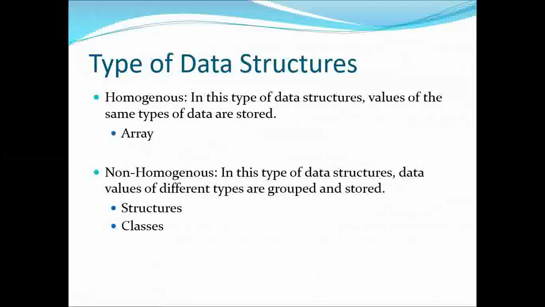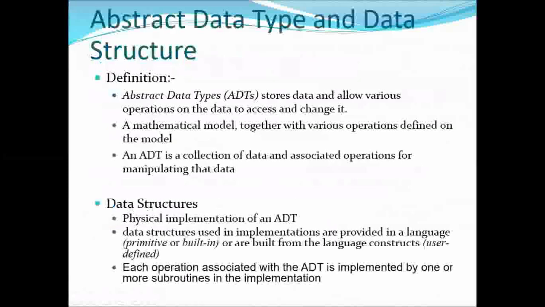Then of course the non-homogeneous, which we can also call heterogeneous data types. In this type of data structure, data values of different types can be grouped and stored. It depends on the language that you're using. If you're using Pascal, you use records to do that. In C++, you can use structures. In Java, you can make use of classes to do the heterogeneous or homogeneous data structures.